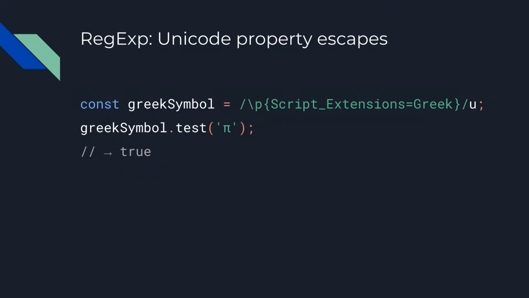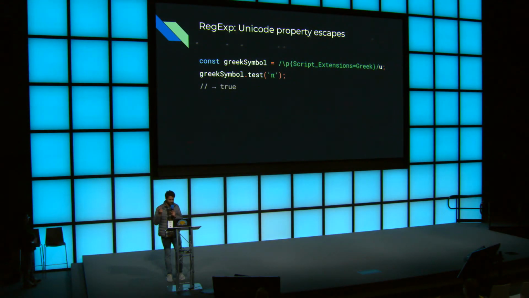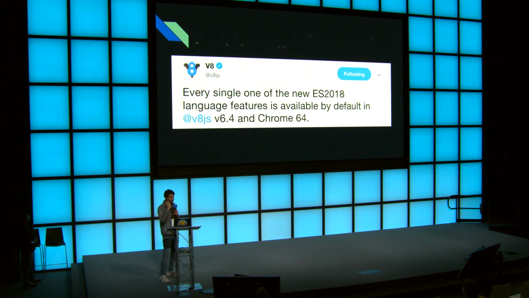Unicode property escapes lets you, like this example, match against all the characters in the Greek script. All of these features were part of ES 2018, and V8 and Chrome 64 support all the language features introduced in ES 2018.